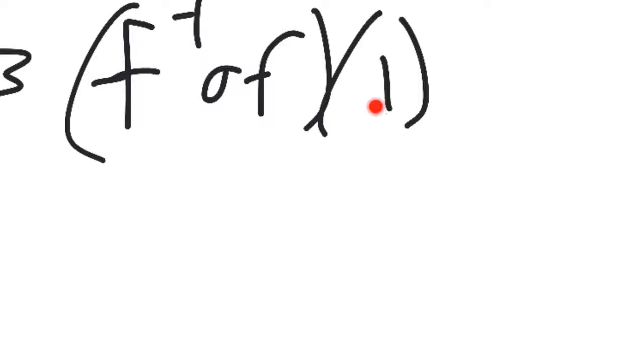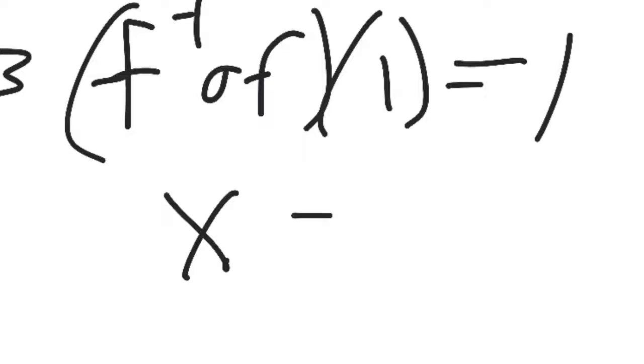This last part asks you to plug 1 into this new function. If you take an inverse and plug the original function into it, it's always supposed to give you the identity, x. So really this function right here is just x, and if you plug 1 into x, you get out 1. That's what this one should be.